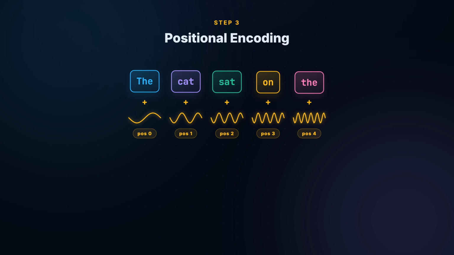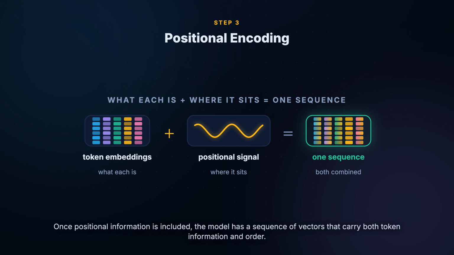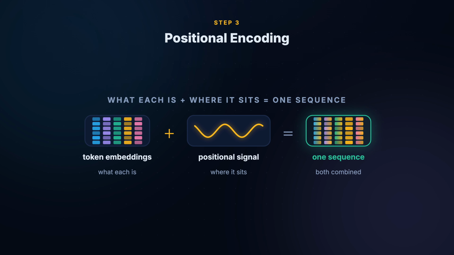The token embedding represents the token itself. The positional information represents its place in the sequence. Once positional information is included, the model has a sequence of vectors that carry both token information and order. Now we can send them into the transformer blocks.